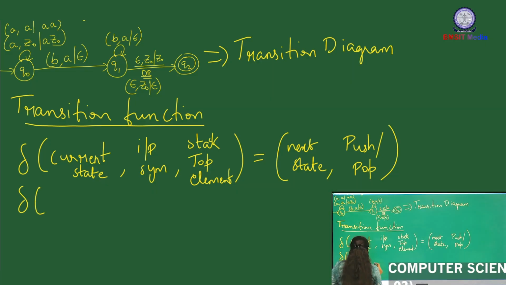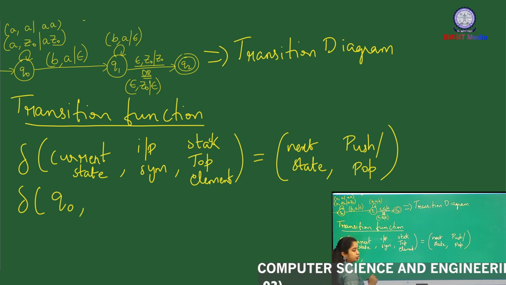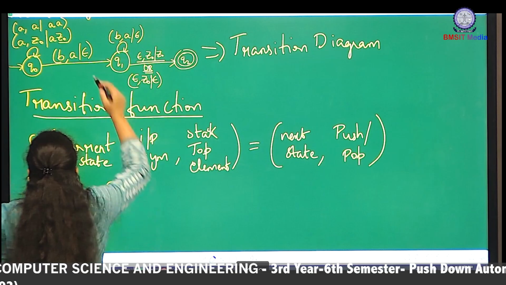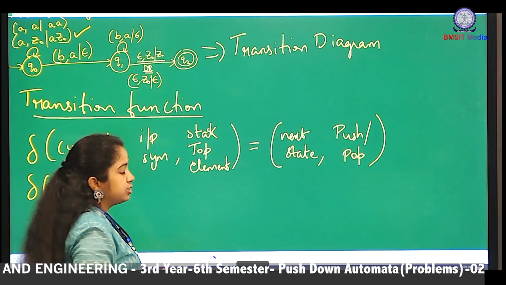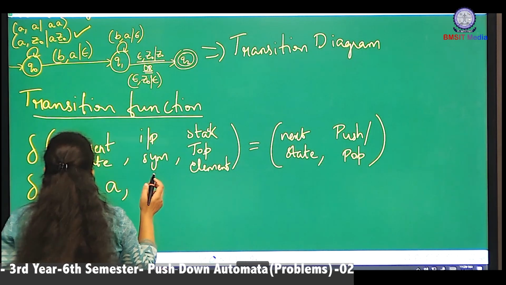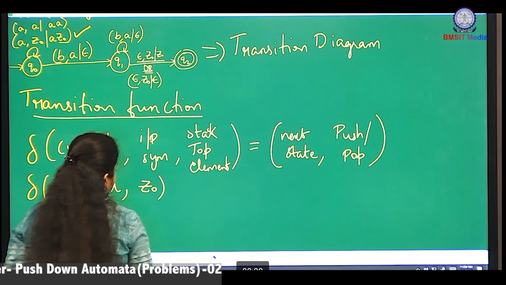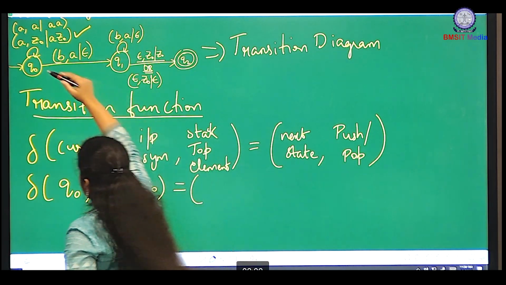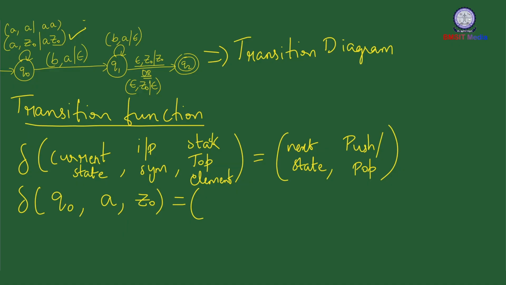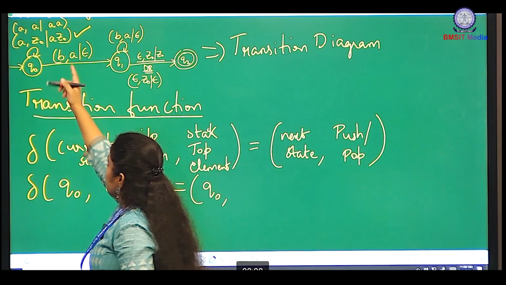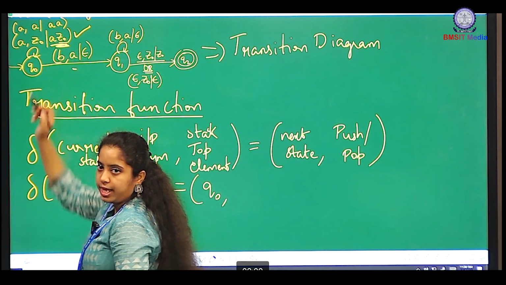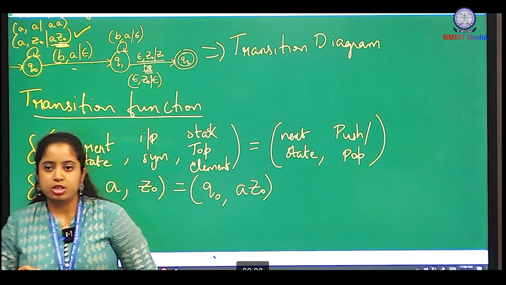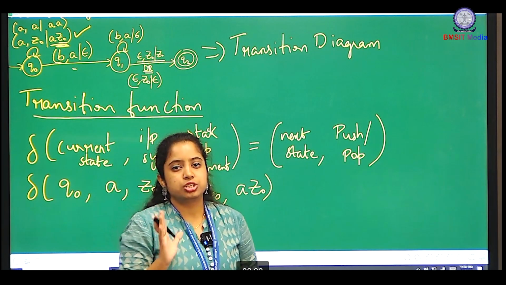So, delta Q naught is the current state, your input symbol is A, and Z naught is the top stack element. There is a self loop here, so you go to the same state, that is Q naught, and you do a push operation, that is A Z naught. So, A Z naught will be pushed to the stack. This is how you write the transition function.